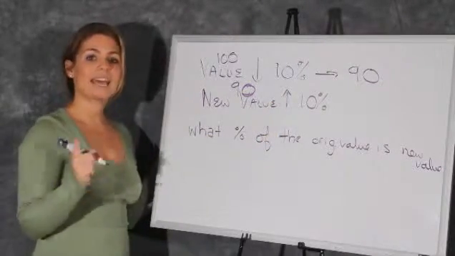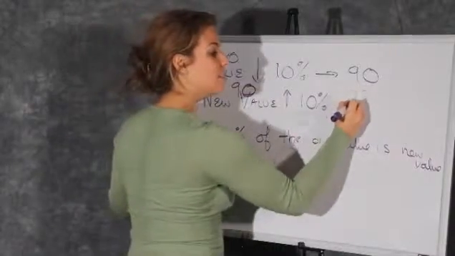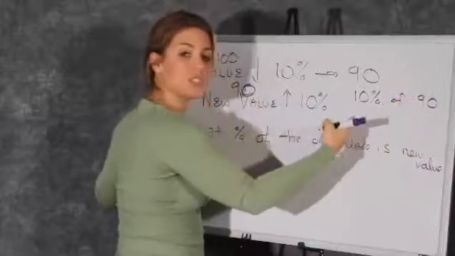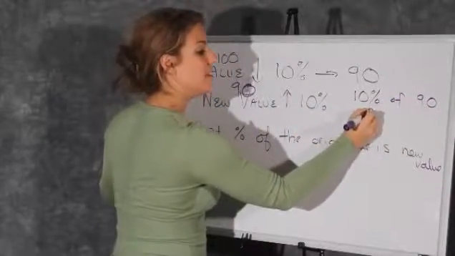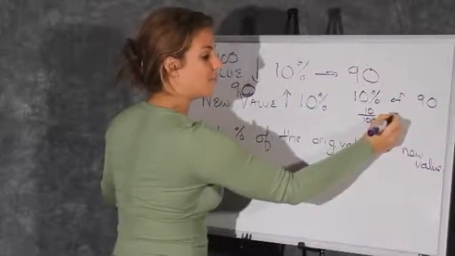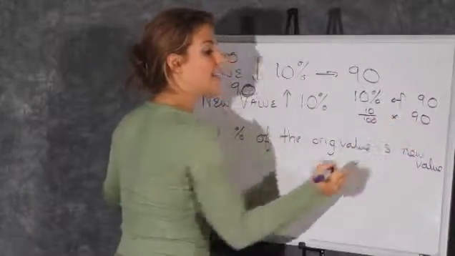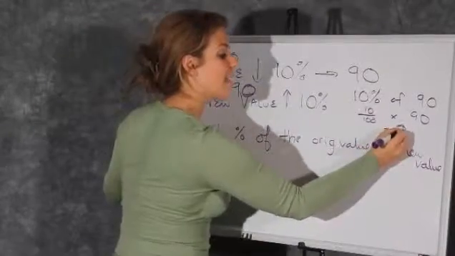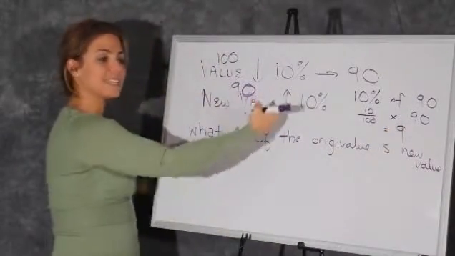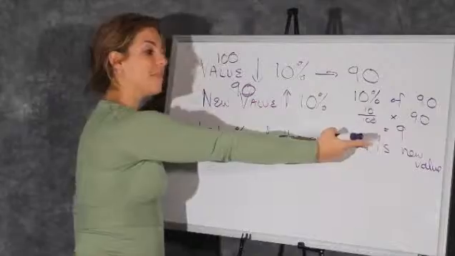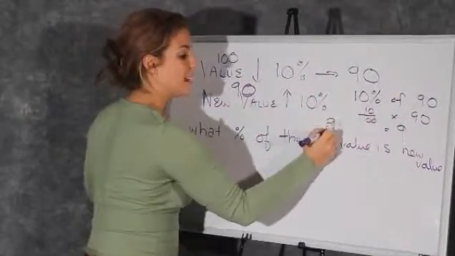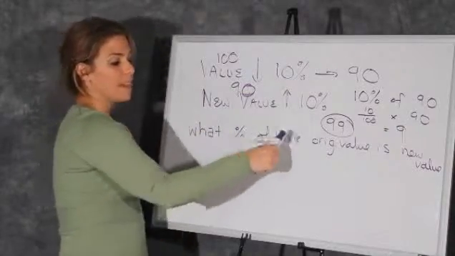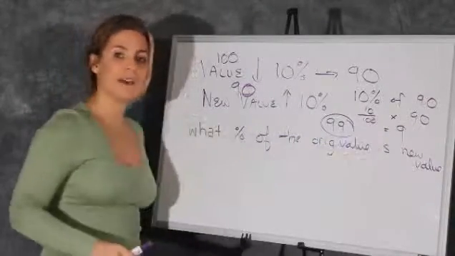So now we have to get 10% of 90. If we just translate this, we get 10 over 100, of is multiply, and then 90. So if we type that into our calculator, we end up with 9. So if 90 is increased by 9, that new value is 99. So now our question says, what percent of the original value is the new value?